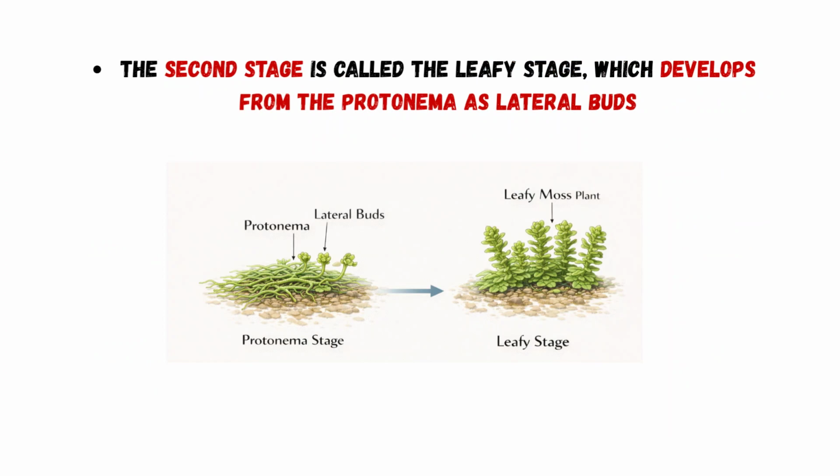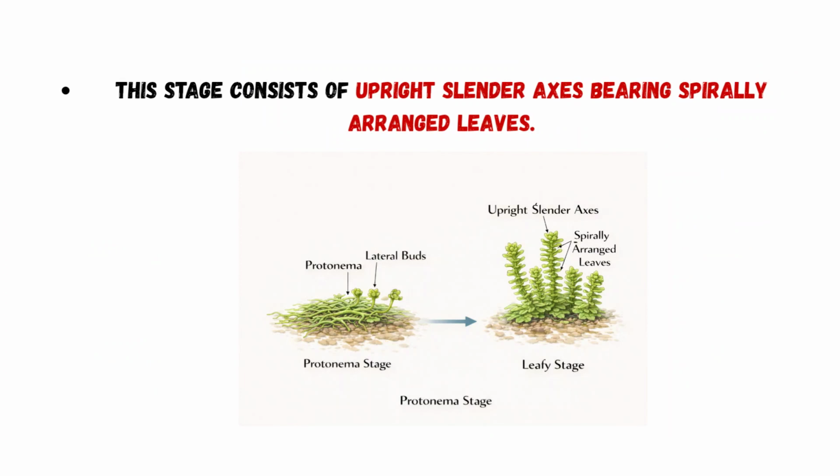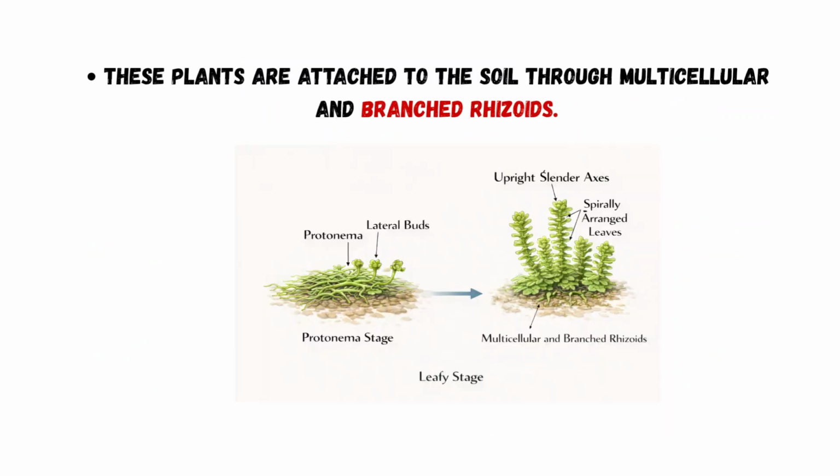And what do you mean by lateral buds? Lateral buds are buds that develop on the side of a plant stem, usually at the axil of a leaf, the place where the leaf joins the stem. So, this stage consists of upright, slender axes bearing spirally arranged leaves. These leaves are attached to the soil through multicellular and branched rhizoids.